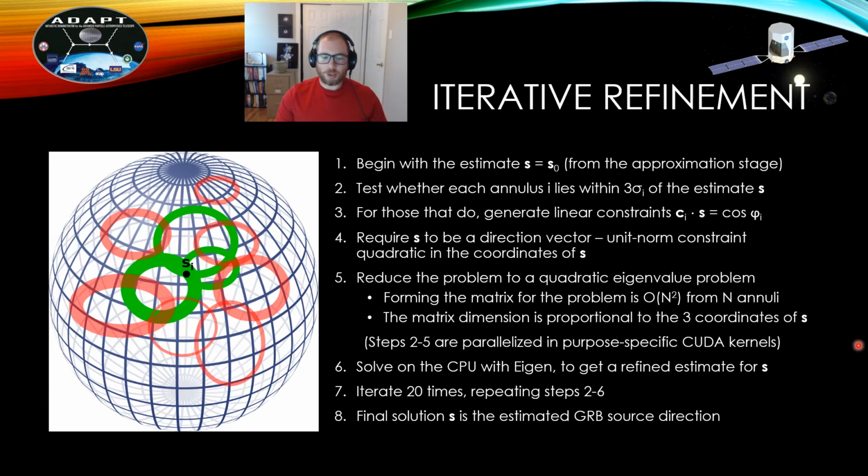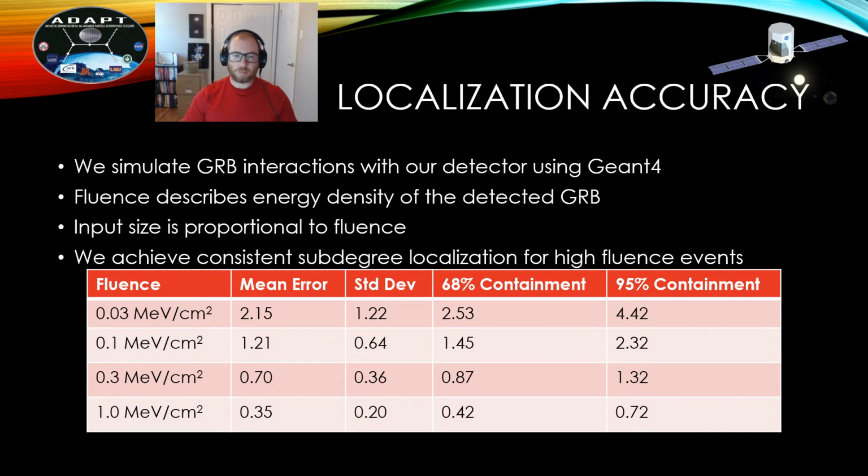Now we perform this refinement iteratively 20 times, feeding this new refined estimate back into the refinement stage again, and after 20 iterations, we have a final solution S, which we say is our estimated GRB source direction. So now, how well do these algorithms do? Well, we tested this by simulating GRB interactions with our detector using Geant4, which is a particle physics simulator produced by the folks at CERN.